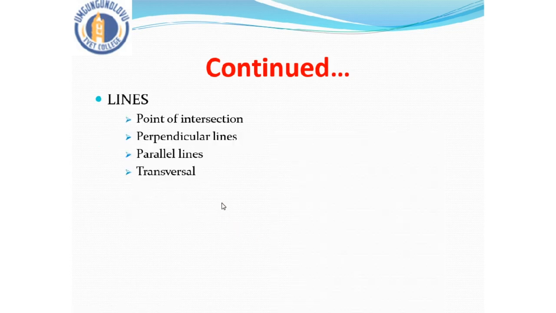Then we have number two, lines. The point of intersection: when two lines meet at a point, we say that point is the point of intersection. Then we have what we call perpendicular lines. A perpendicular line is a line that would meet another line at 90 degrees or at right angles. Then we have parallel lines. Parallel lines are lines that keep equal distance between them. Then we have a transversal. That is the line that passes through parallel lines.